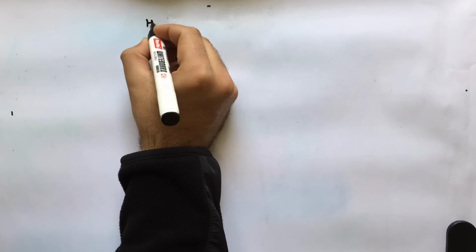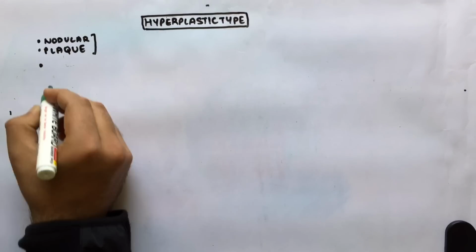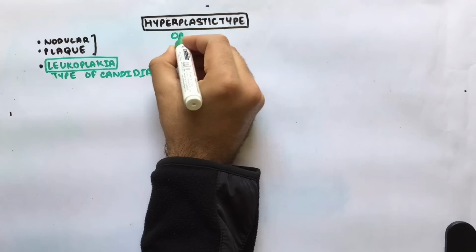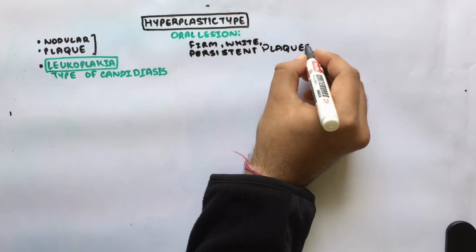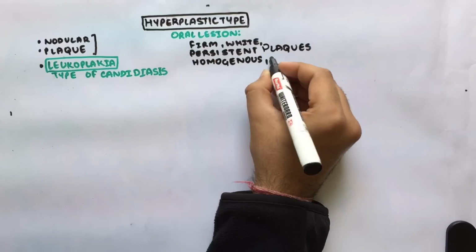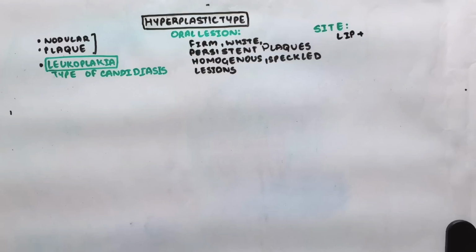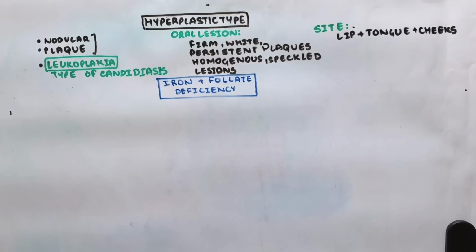The next clinical type is the hyperplastic type, which consists of both the nodular and the plaque type. These lesions are leukoplakia-like, or we can say that this is the leukoplakia type of candidiasis. The oral lesions are firm, white, persistent plaques which can be homogeneous or speckled and are present mostly on the lip, tongue and the cheeks, and is commonly associated with iron and folate deficiency.